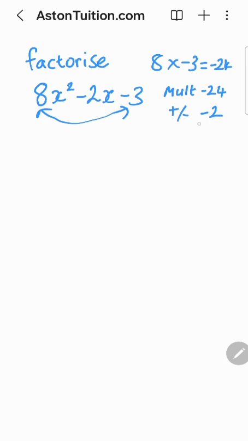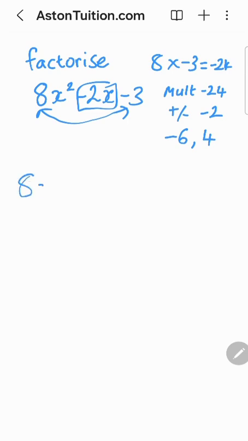So 6 times 4, and you need to make minus 2. So let's try minus 6 and plus 4. So minus 6 times 4 is minus 24. Minus 6 plus 4 is minus 2. So that works. So you rewrite the middle bit, which is the minus 2x, as minus 6x plus 4x.